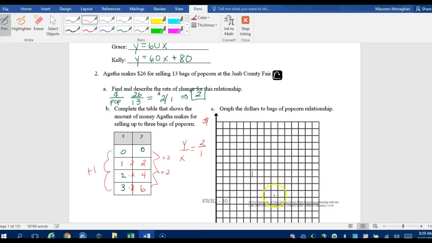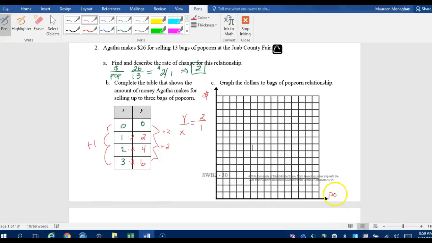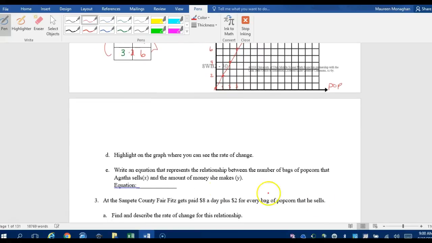So this is going to be your money here, and this is going to be your popcorn for your x. So go ahead and graph that line. Okay, did you get this graph on the same line on your graph? That's awesome. Okay, highlight on the graph where you can see the rate of change. Okay, so the rate of change is we go up 2 over 1, up 2 over 1, up 2 over 1. Alright, so we highlighted that.